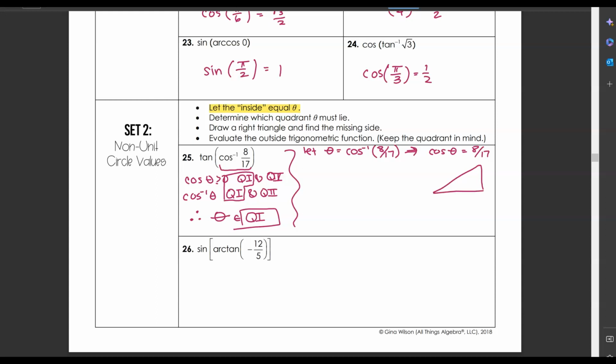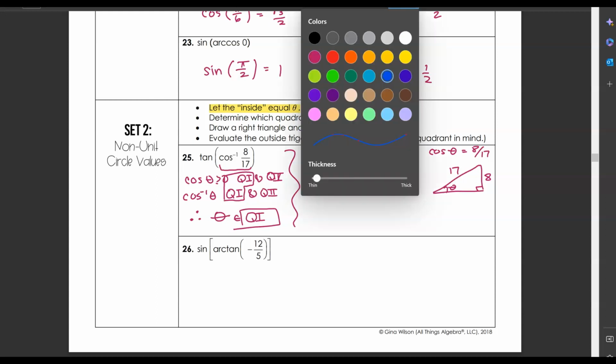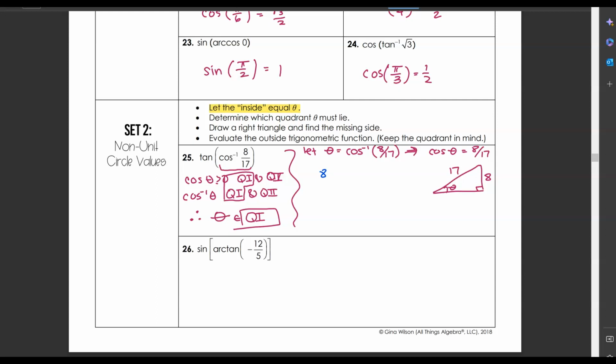So let's take a look at our triangle. So here's our triangle. Here's our right angle. Cosine is going to be our adjacent, so we have 8 over the hypotenuse 17. So let's go ahead and calculate. We're going to use the Pythagorean theorem here. So we end up with 8 squared plus, let's call this, oh, you know what? I set this up wrong. Sorry, class. This is my adjacent. Let's call this x. So then we get 8 squared is equal to 64 plus x squared, which is equal to 17 squared.